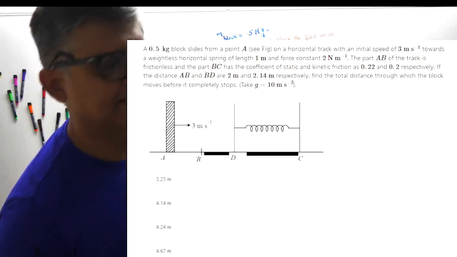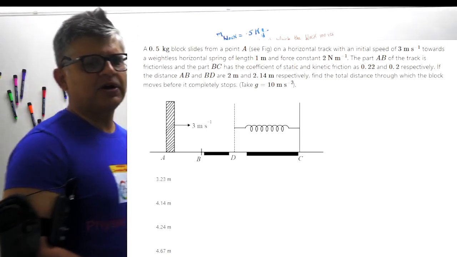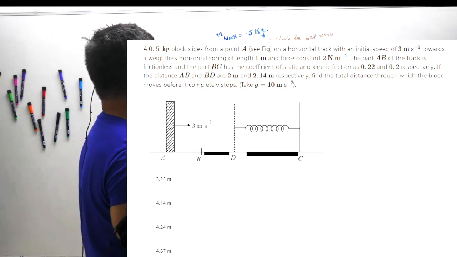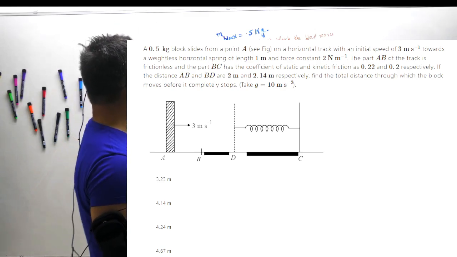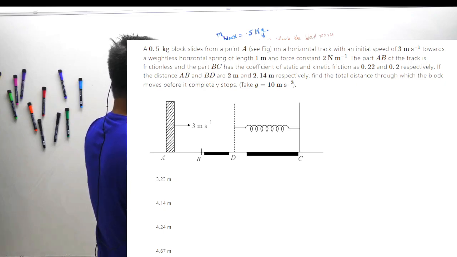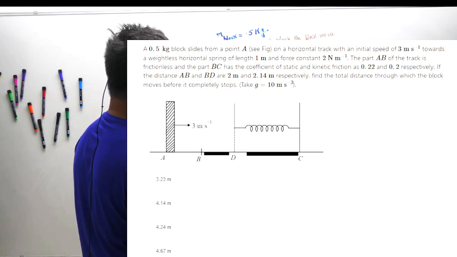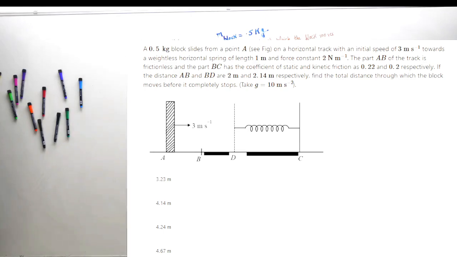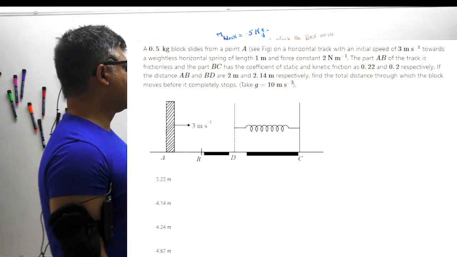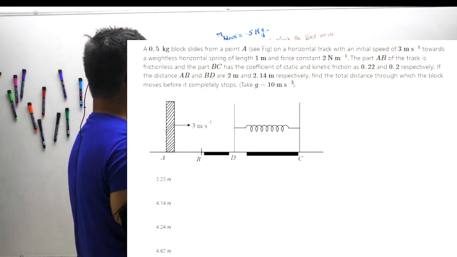So you can see in the question you have a block, and this block starts with a velocity of 3 meter per second, and the distance AB is 2 meters. The distance BD is 2.14 meters, and the distance DC is 1 meter. It's given the length of the spring is 1 meter. The spring constant is known to you.